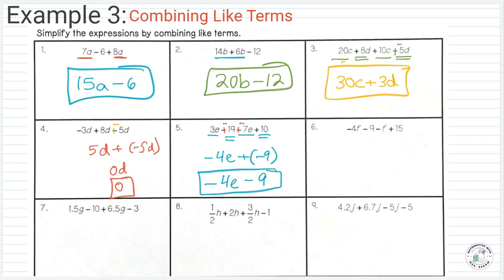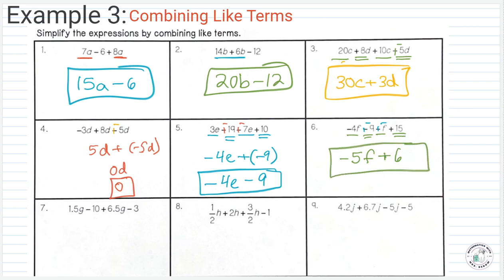All right, number 6, negative 4f minus 9 minus f plus 15. Again, I would take the time to just go ahead and quickly write this as plus negative 9 plus negative f, so that we're hopefully not losing track of those negative signs. So we're going to have negative 4f plus this negative 1f. Those are going to be combined to make negative 5f. Then we have a negative 9 and a positive 15. So negative 9 plus 15 is going to be a positive 6. So we're going to write plus 6 on the end of our expression here. And then that's our final answer for that question.